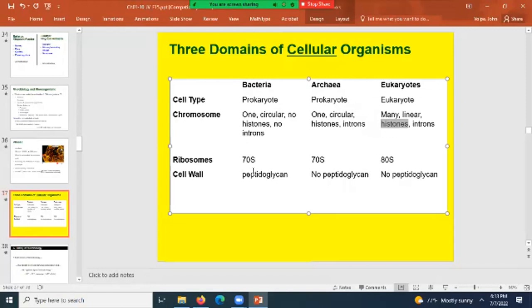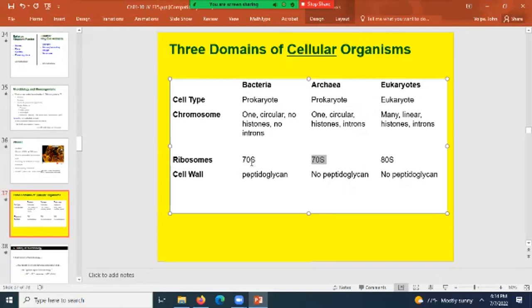When we look at the ribosomes, the domain bacteria have small ribosomes that are 70S. The archaea have also the same size ribosome, 70S. The size, you don't really need to know this, but it stands for the sedimentation coefficient, where the ribosome sediments in an ultracentrifuge gradient. And that's why it's an S, the sedimentation coefficient.